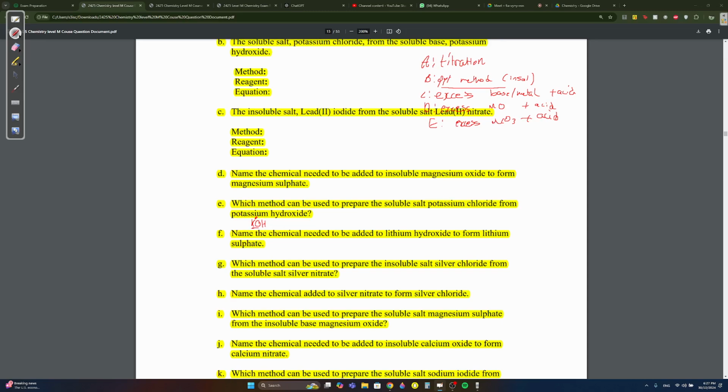K is part of the big five. So that means the base I'm using is soluble. So what's the method that I'm going to use? Titration. And what's titration? Method A.